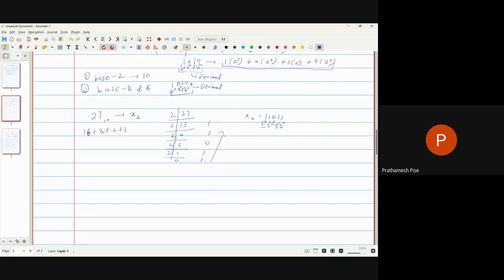Any doubt in the basic conversions? I have one general doubt. We generally use base 2, base 10, base 8, and 16. But why can we not use general values like base 3, base 5, base 7?